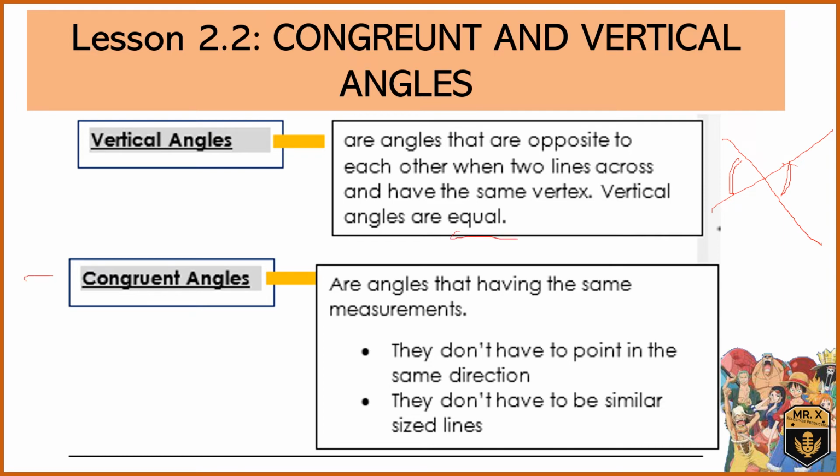Next, let's move to congruent angles. Congruent angles are angles that have the same or equal measurements. They don't have to point in the same direction. They don't have to be similar size lines. The definition of congruent angles is equal, the same.